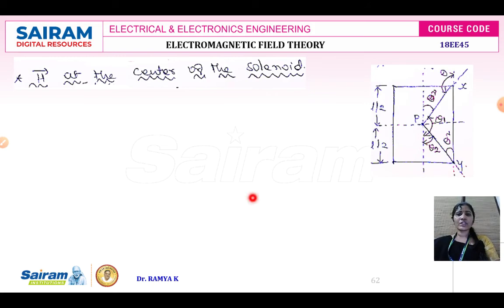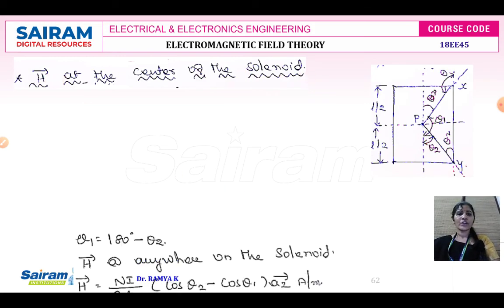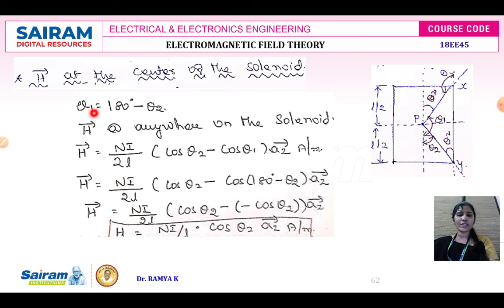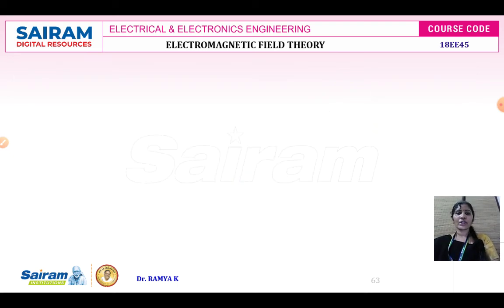Now, H at the center of the solenoid. So, if this is going to happen, theta 1 is equal to 180 minus theta 2. Now, anywhere at the solenoid, it is going to be NI divided by 2L (cos theta 2 minus cos theta 1). In this, the value of theta 2 is going to be theta 2 only. Theta 1 is going to be 180 minus theta 2 according to this particular diagram. After solving, we will get the answer H is equal to NI divided by L cos theta 2 a_z vector. This is the magnetic field intensity at the center of your solenoid.